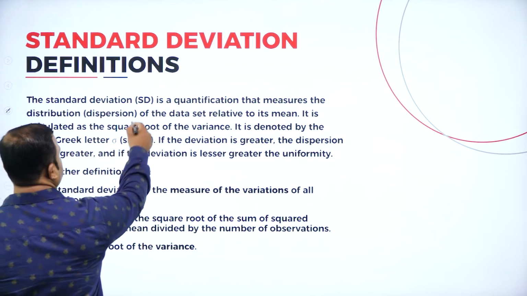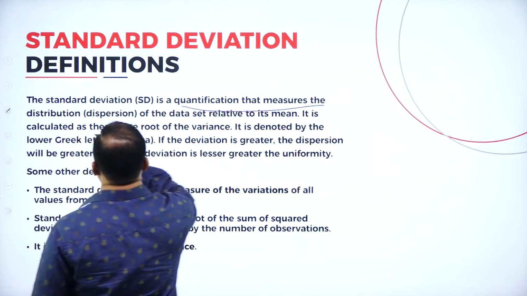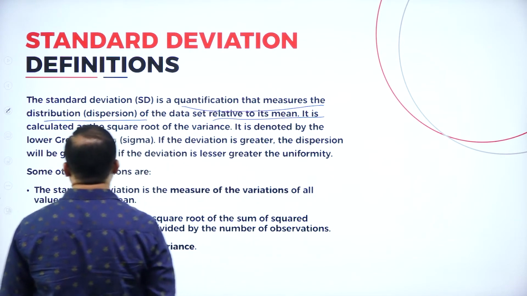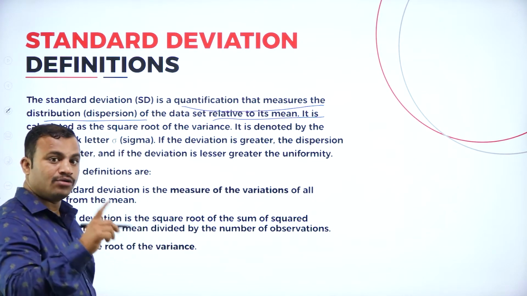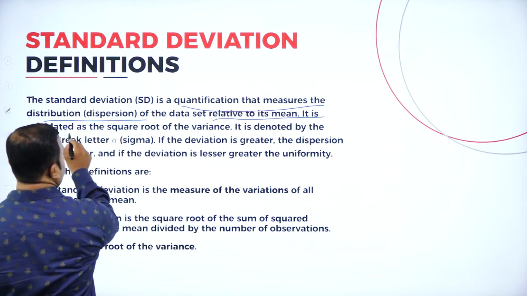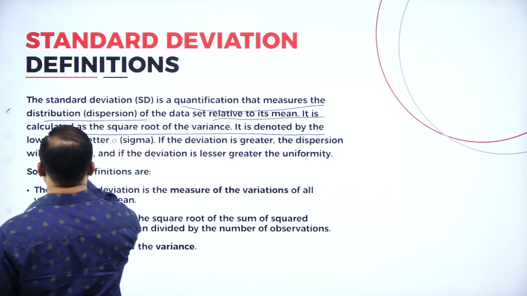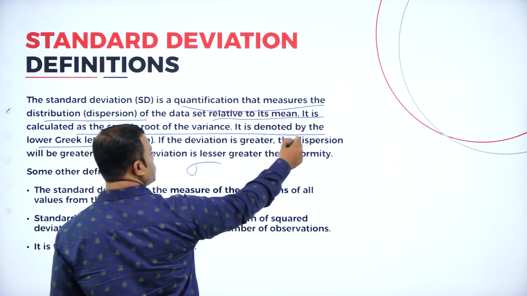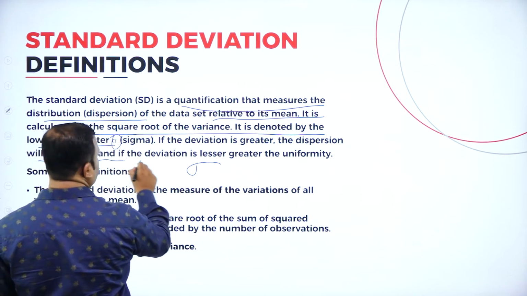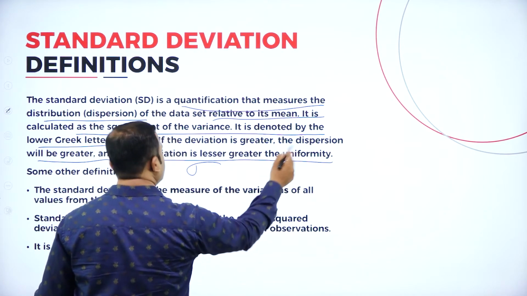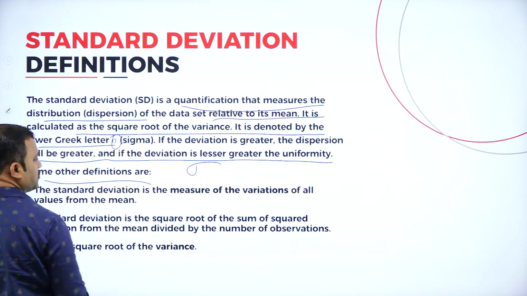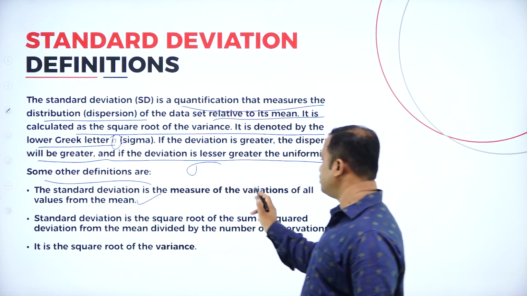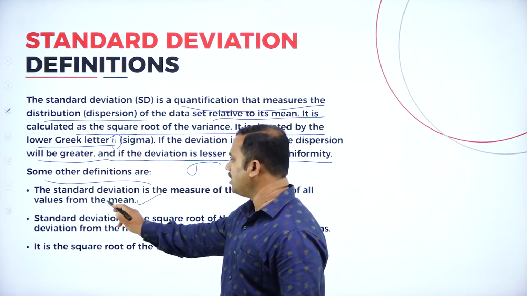The standard deviation is a quantification that measures the distribution, that is the dispersion, of the data set relative to its mean. It is calculated as the square root of variance. It is denoted by the Greek letter sigma. If the deviation is greater, the dispersion will be greater, and if the deviation is lesser, there is more uniformity. One definition of the standard deviation is: the measure of the variations of all values from the mean.